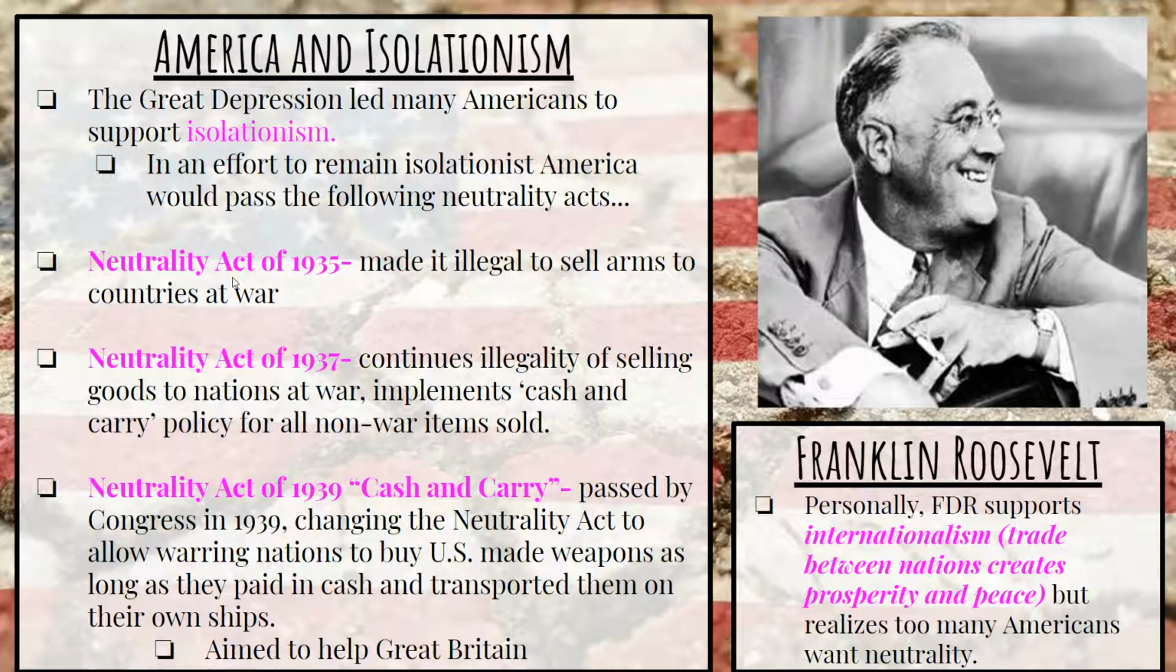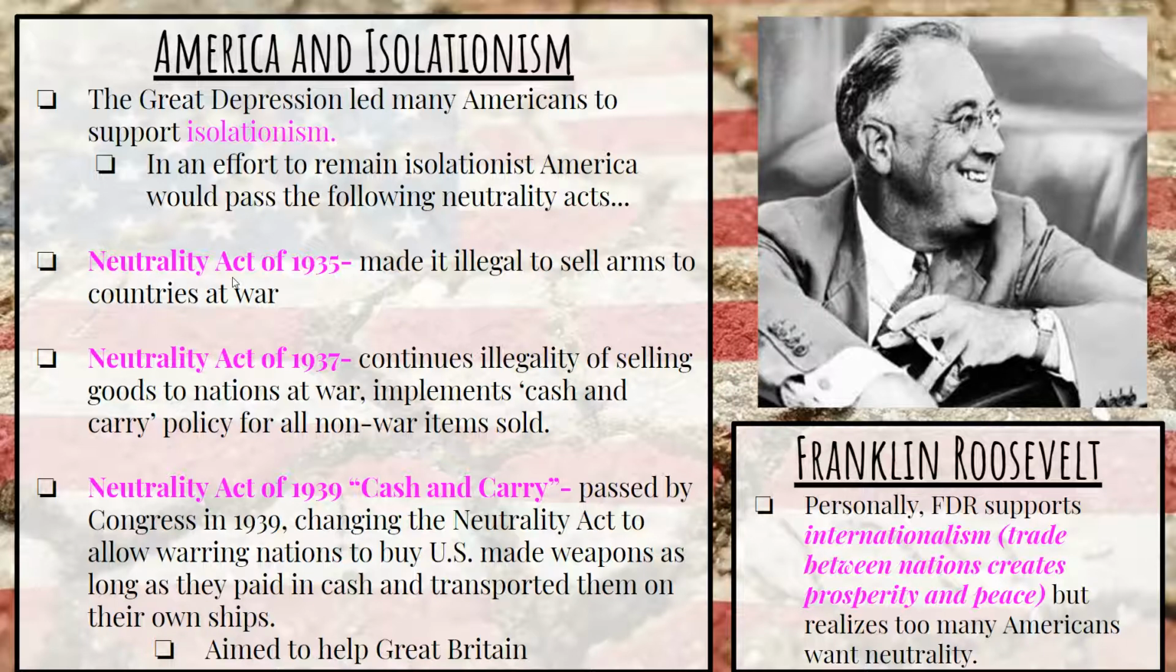So in an effort to remain isolationist but also help, we're going to pass a series of neutrality acts. The one in 1935 made it illegal to sell arms to countries at war. Okay, that's totally isolationist. Agreed. However, 1937 continues the illegality of selling arms to nations at war, but implements a cash and carry policy for all non-war items sold. So, for example, if it's not guns, tanks, or boats, we're going to let countries at war buy it as long as they're paying cash and carry it themselves.